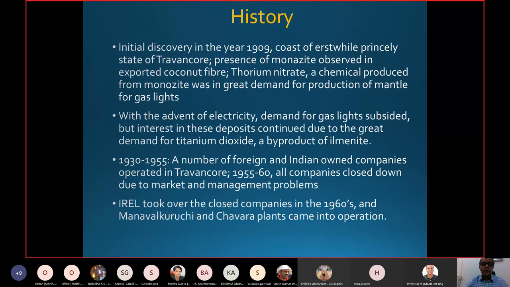southwest coast of India. But in 1955-60, many of the companies which had started had to close down due to market pressure, management and labor issues. And at that time, Indian Rare Earths Limited, which is part of the Atomic Energy Department, took over these companies in the 1960s and started exploiting these deposits in Kerala as well as in Manavalakurichi in Tamil Nadu.